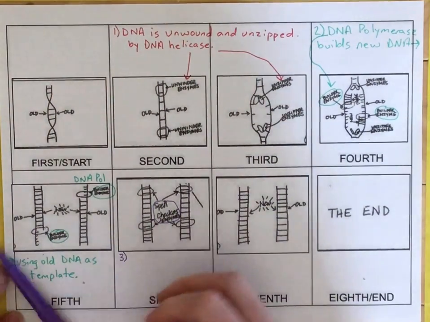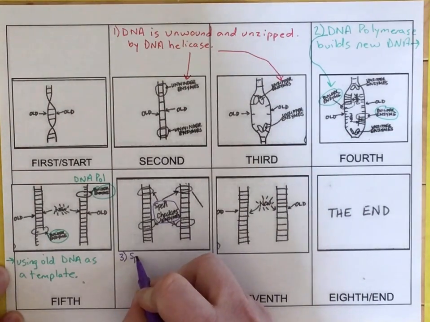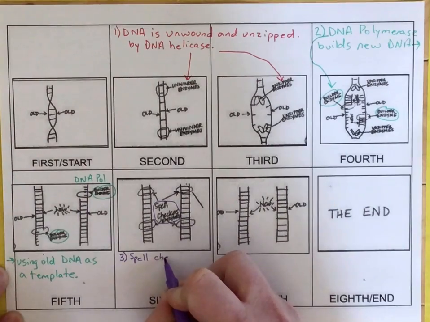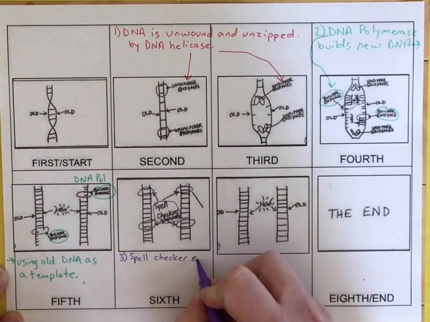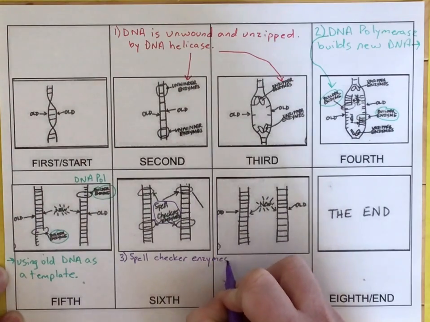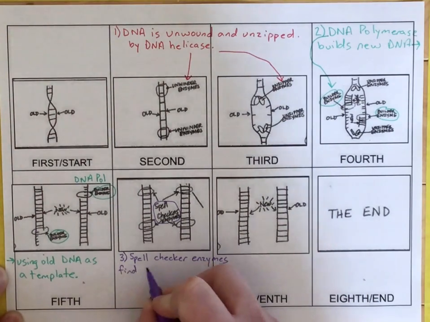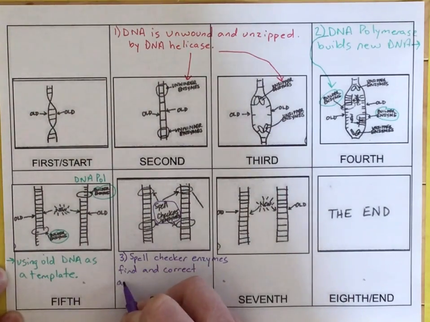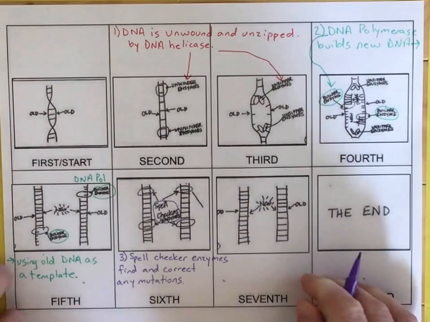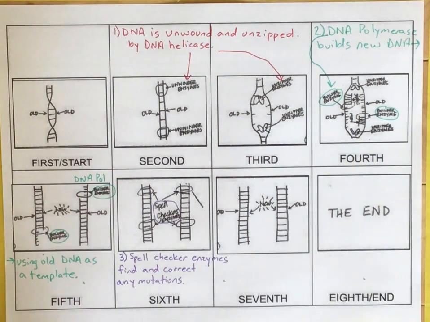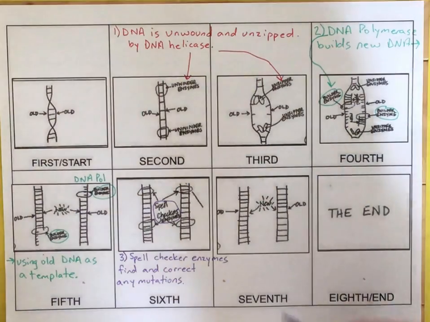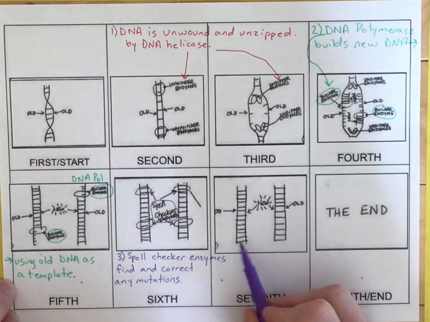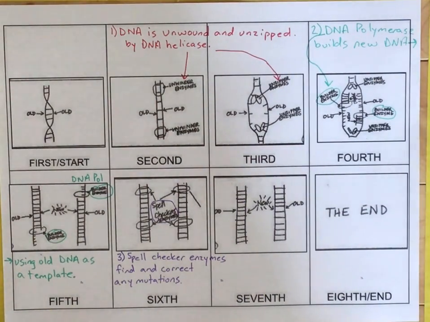So, step 3 is that spell checker enzymes find and correct any mutations. Once those spell checker enzymes have done their job, DNA replication is done. At the end of this process, what we have is 2 new double-stranded DNA molecules.